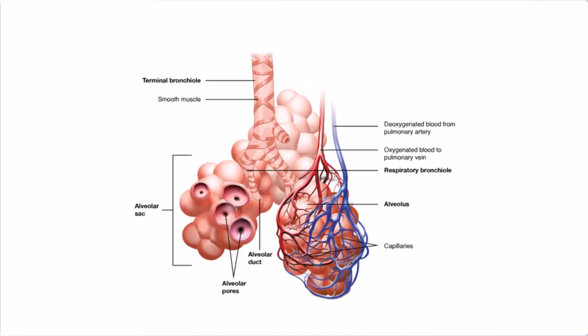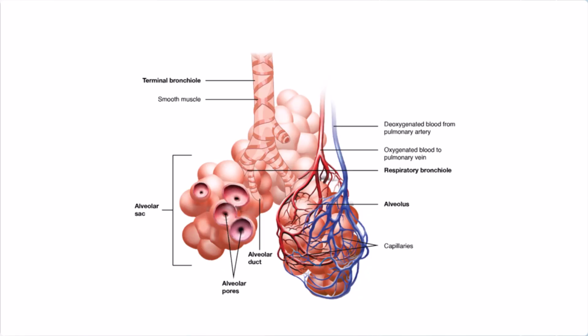Now we arrive at one of the most important structures in the entire respiratory system, the alveoli. Alveoli are tiny grape-like sacs at the end of the bronchioles. If you were to zoom in on the lungs microscopically, you'd see millions of these tiny sacs clustered together. This is where the real magic happens, gas exchange. The walls of the alveoli are incredibly thin and elastic.